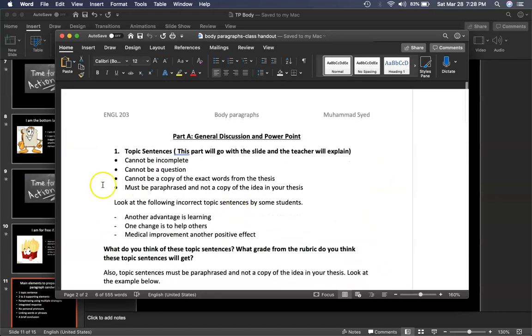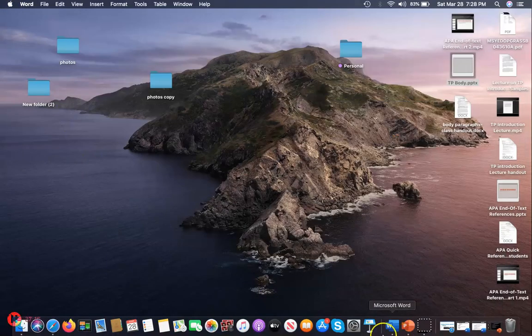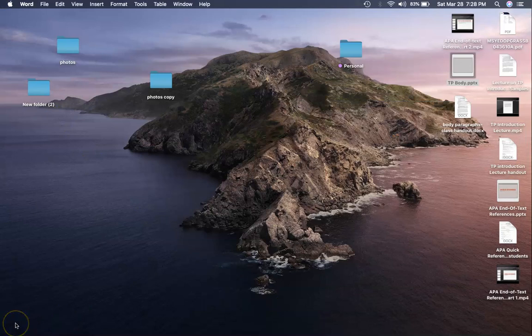All right, so that's all for right now. We'll discuss more details about the evidence integration again. I'm going to stop right now. Good luck. This is what you will need to write your body paragraphs, and we'll discuss more information within our lectures. All the best.